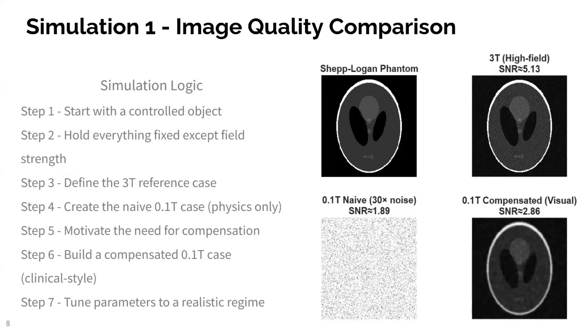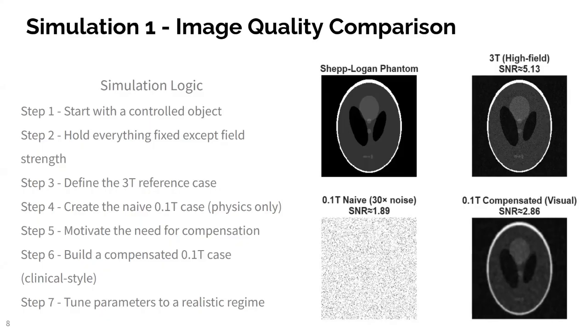Finally, we show what real low field scanners actually do. We reduce the effective noise penalty, apply moderate low pass filtering, average multiple acquisitions, smooth the image, lightly enhance the edges, and stretch the contrast. The result is the bottom right panel, a low field image that's still not as sharp as the 3 Tesla one, but clearly readable and clinically usable.